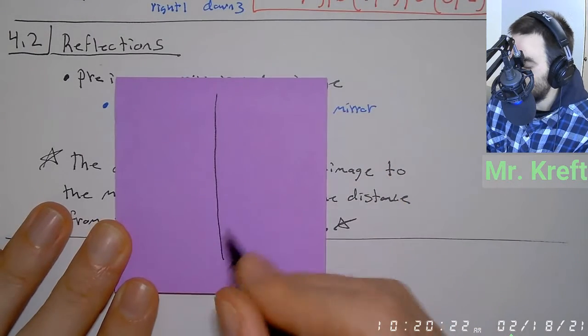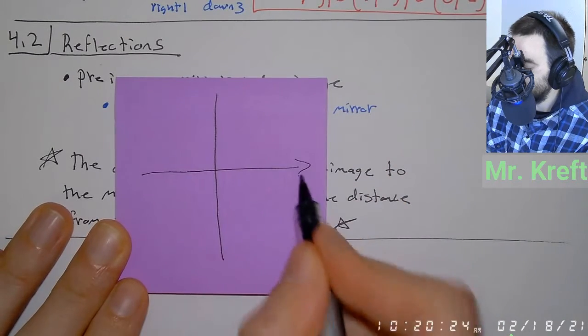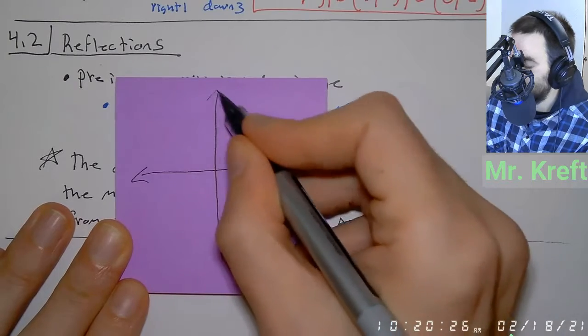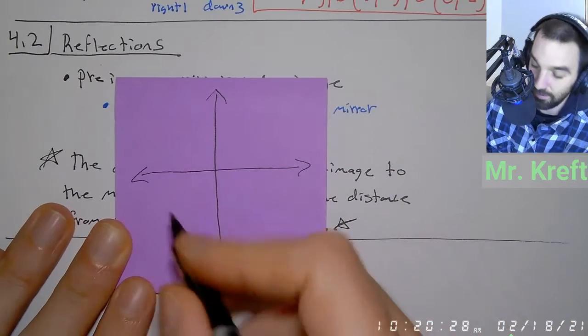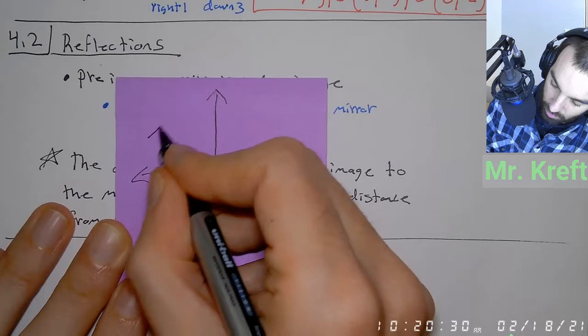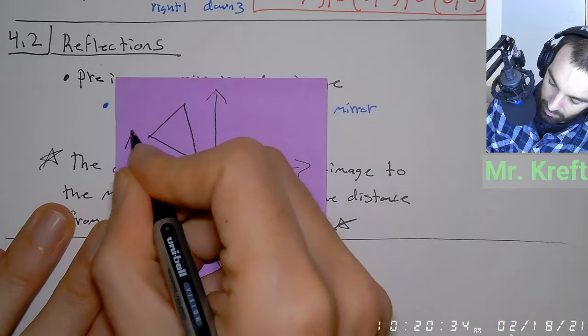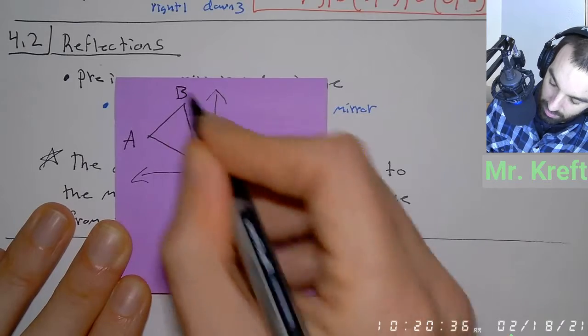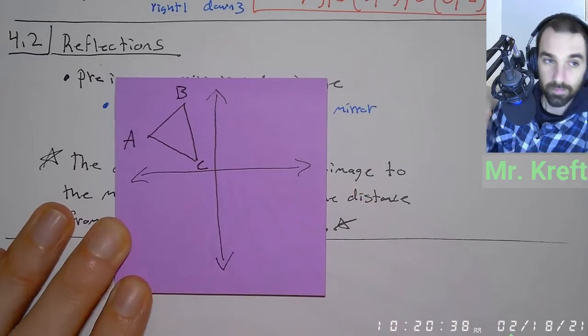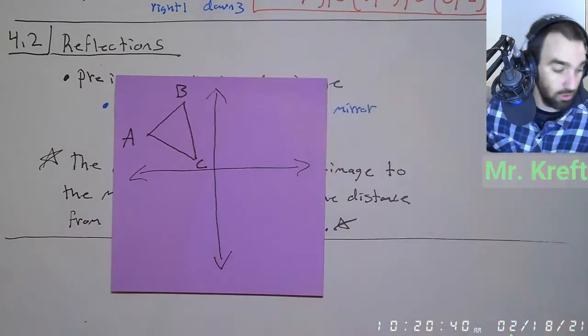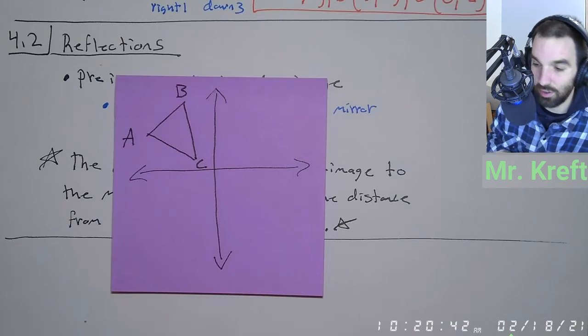Okay, so let's say we have a coordinate plane, or a Cartesian plane if you're super fancy. And then over here, I'm going to draw a triangle, and I'm going to label it A, B, C. Okay, and again, you're not drawing this down, so you're just watching, so I can go at any pace I want.